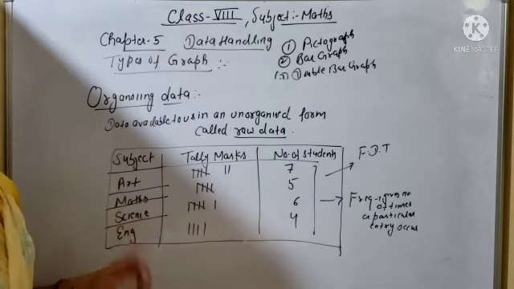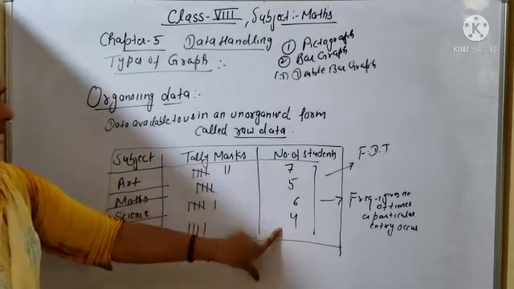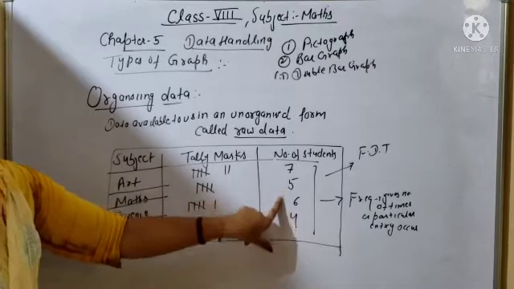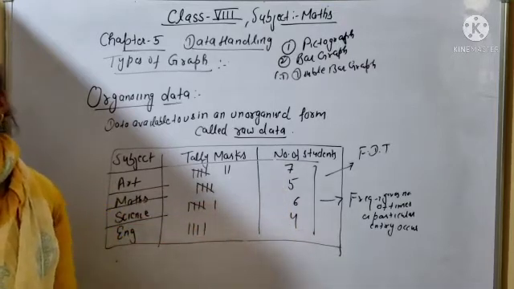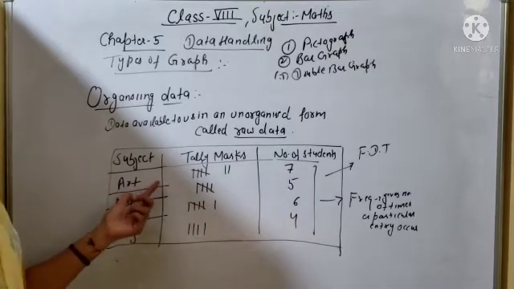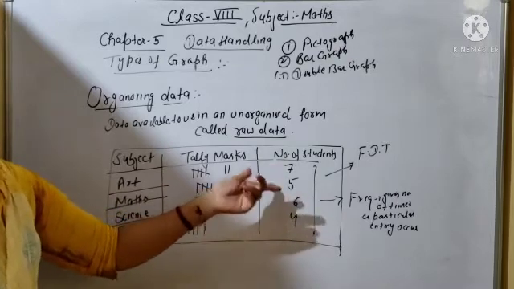What is frequency? Frequency means the number of times a particular entry occurs. How many times does a particular entry occur? Art is coming how many times? How many students are taking art?